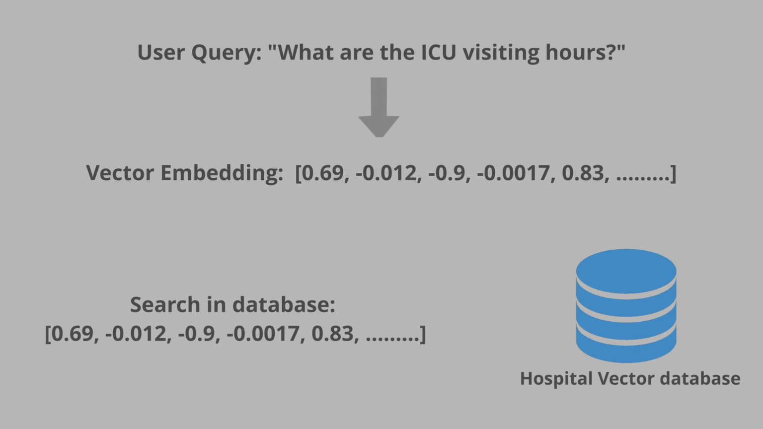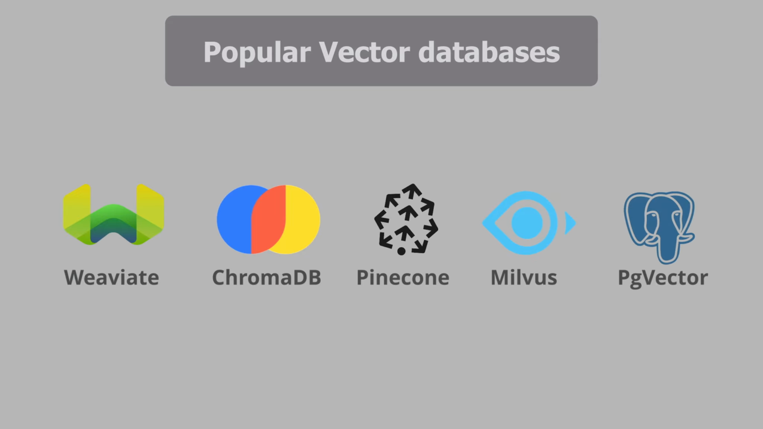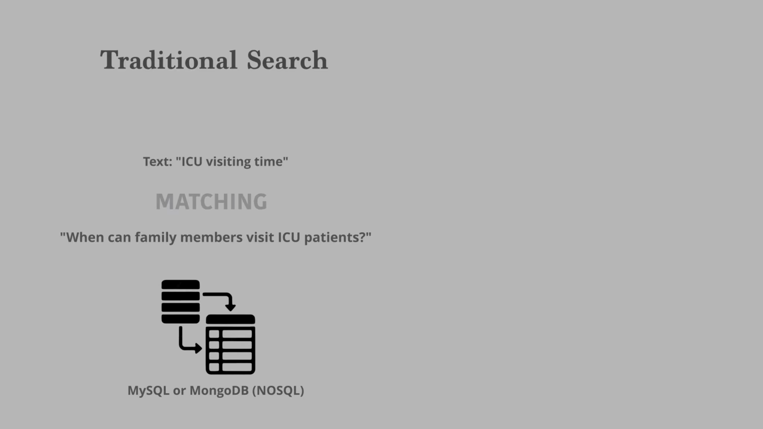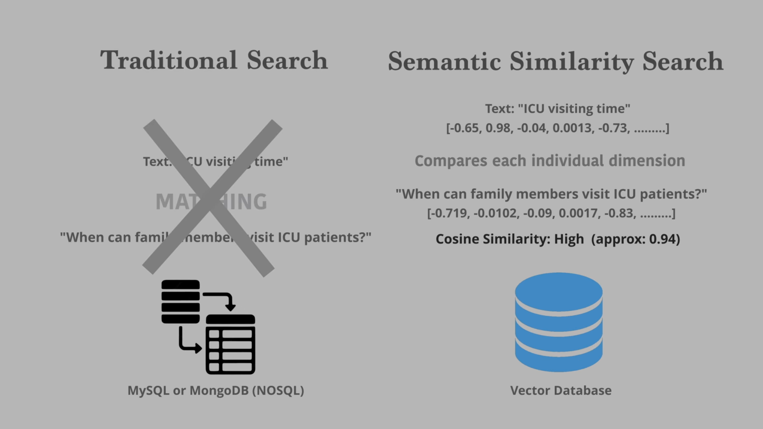Now, once the user query becomes an embedding vector, the system searches inside a vector database. Some popular vector databases are Pinecone, Weaviate, ChromaDB, pgvector. Now here is the special thing about vector databases. Basically, traditional databases search using exact words, but vector databases search using semantic similarity, meaning they don't search for exact text matching. They search for mathematically similar meaning. For example, ICU visiting time. When can family members visit ICU patients? May contain completely different words, but semantically they mean almost the same thing, and embeddings can help the database understand that similarity.